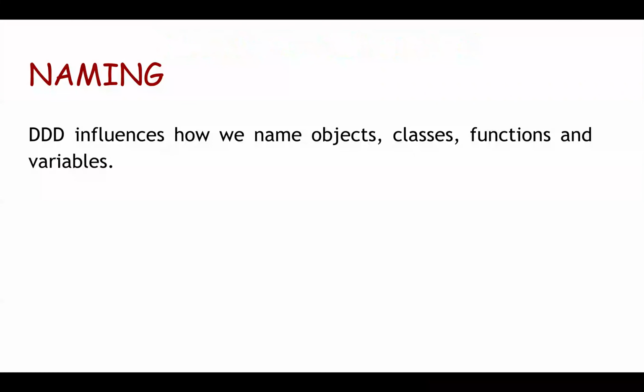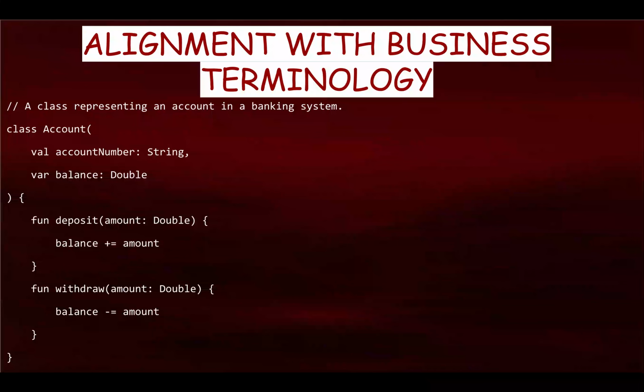So domain design influences how we name our objects, classes, functions, and variables. So number one thing you must consider when naming in domain-driven design is your naming should align with business terminology. So don't use something different from what the business is using in the day-to-day running of that business. So look at the example. We have a class account. From the name account, it already informs you that it's a banking system. So you have an account number, you have a balance. And look at the names of the functions. They also represent what is used in the real world where you deposit or you withdraw. So your naming must align with the business terminology.